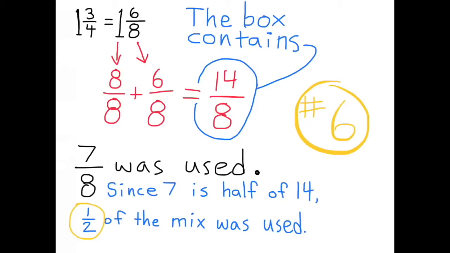The box contains 1 3/4 pounds of pancake mix. 1 3/4 is the same as 1 6/8. And I can take that 1 pound and turn it into 8/8. 8/8 plus 6/8 equals 14/8. Now those 14/8 can be compared to the 7/8 of a pound that she used. 14/8 minus 7/8 equals 7/8. Since 7 is half of 14, she used half of the mix. So 7/8 of the mix was used.